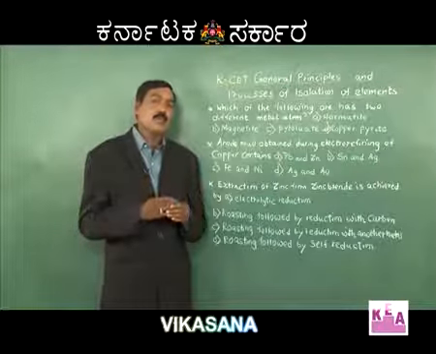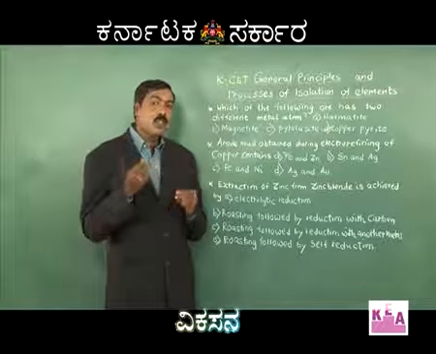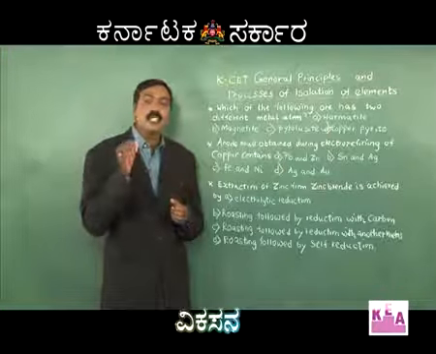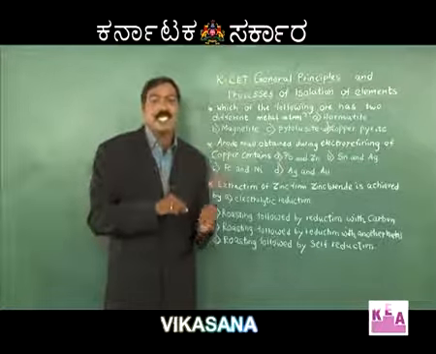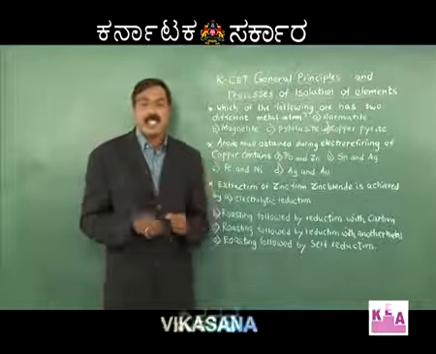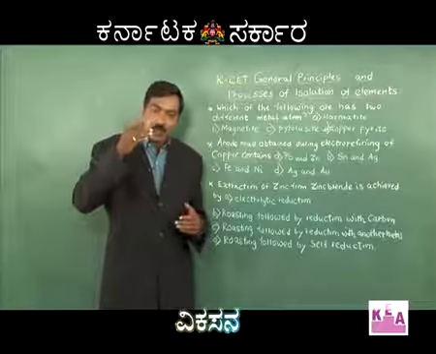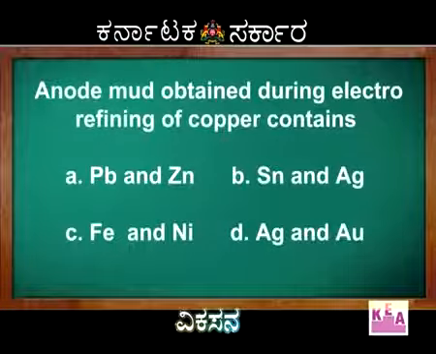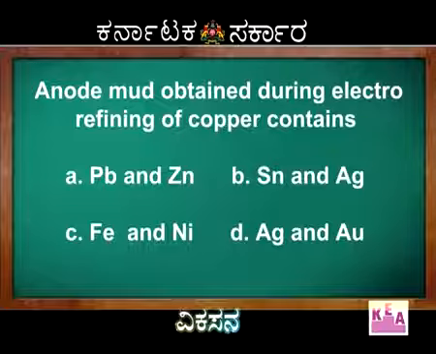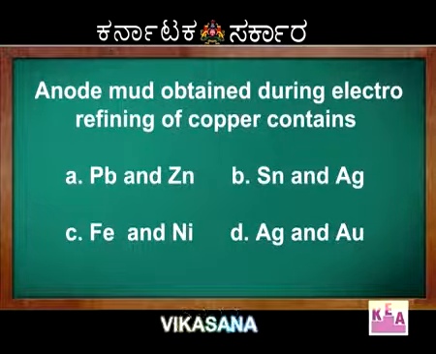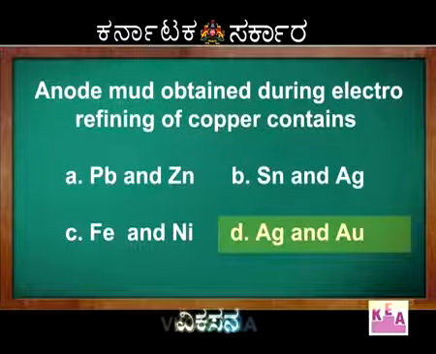How is it possible? What guarantee do we have that copper contains gold and silver? Because of the relative closeness that they have in the electrochemical series. They are present below hydrogen in the electrochemical series, and all these will be in the form of pairs or triplets. Copper will usually be associated with very minute particles of silver as well as gold. Therefore, the right option is option D, that is silver and gold.